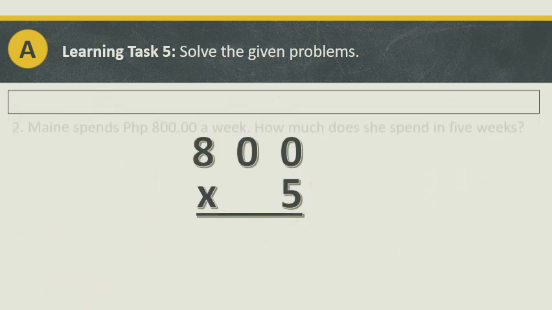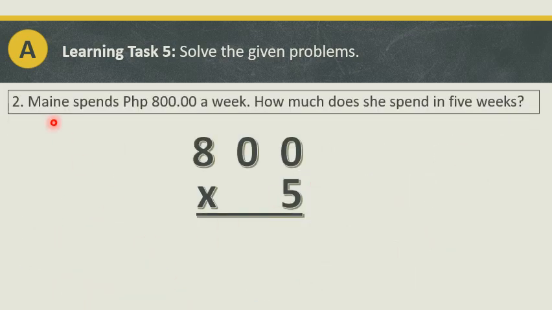Okay, next. Number 2. Maine spends 800 pesos a week. How much does she spend in 5 weeks? So, kada isang linggo, gumagastos siya ng 800 pesos. Magkano daw yung magagastos niya sa loob ng 5 linggo? So, i-multiply na natin yung 800 times 5. So, ito, madali lang to. So, ang gagawin nyo lang is to multiply.